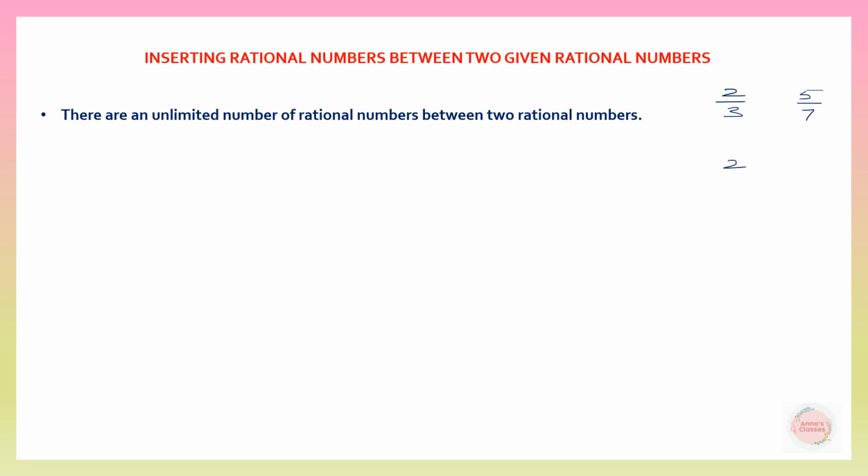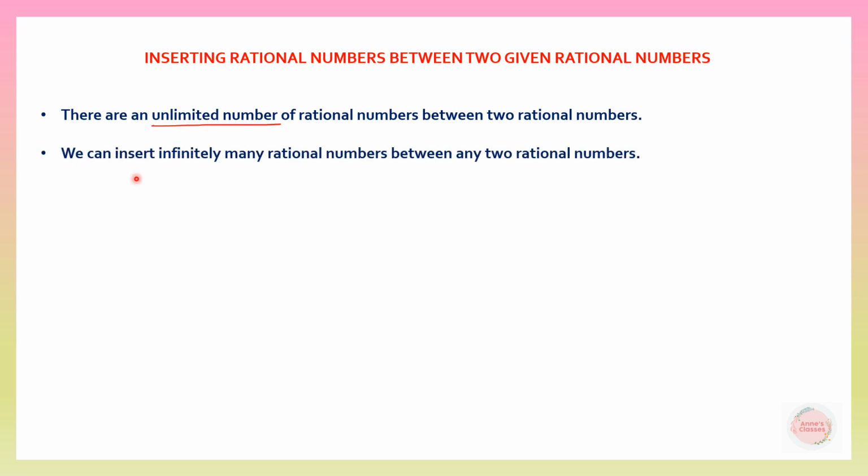If I have to take 2 and 3, now there are many rational numbers between 2 and 3. Now 2 and 3 are whole numbers, but I can write them in the form of a fraction, so they are called rational numbers also. And there are many rational numbers that I can insert between 2 and 3 or between any two rational numbers. So you must remember there are an unlimited number of rational numbers between two rational numbers.